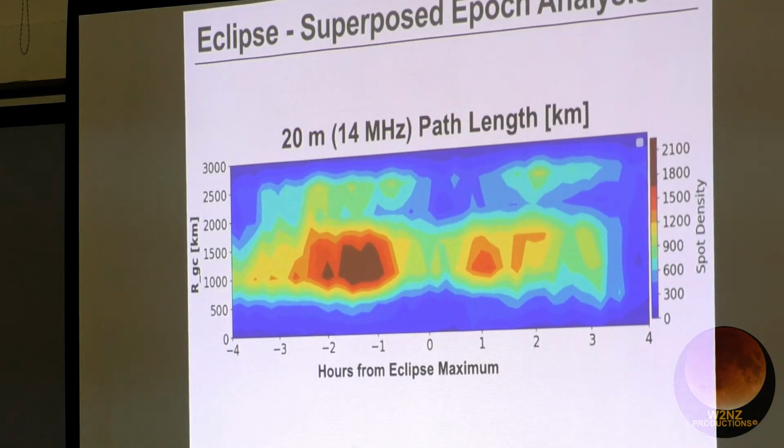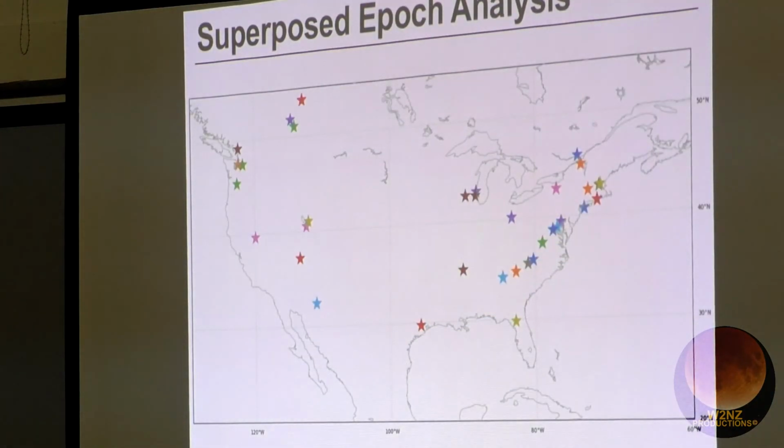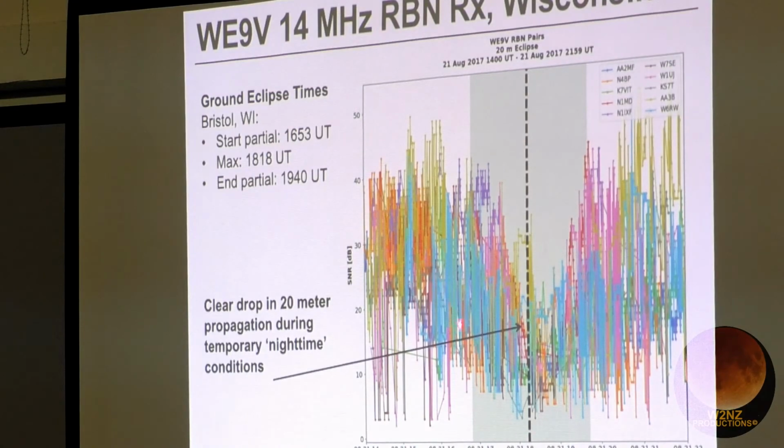Any questions so far? Yes? Can I have a picture of somebody transmitting, the S unit before, during, and after? Yes, I showed one of those before. That's an example. These are 10 different stations. This is before, during, and after. And that's signal-to-noise ratio as reported by the reverse beacon network.